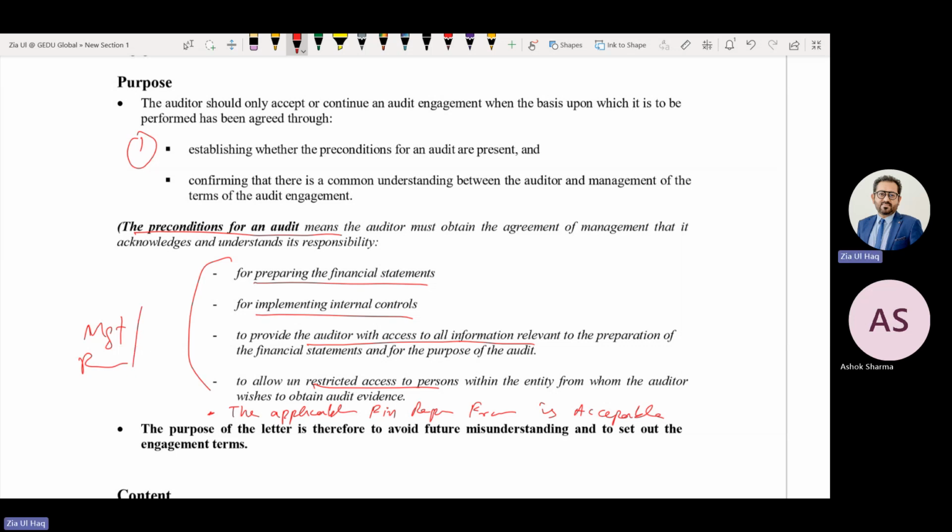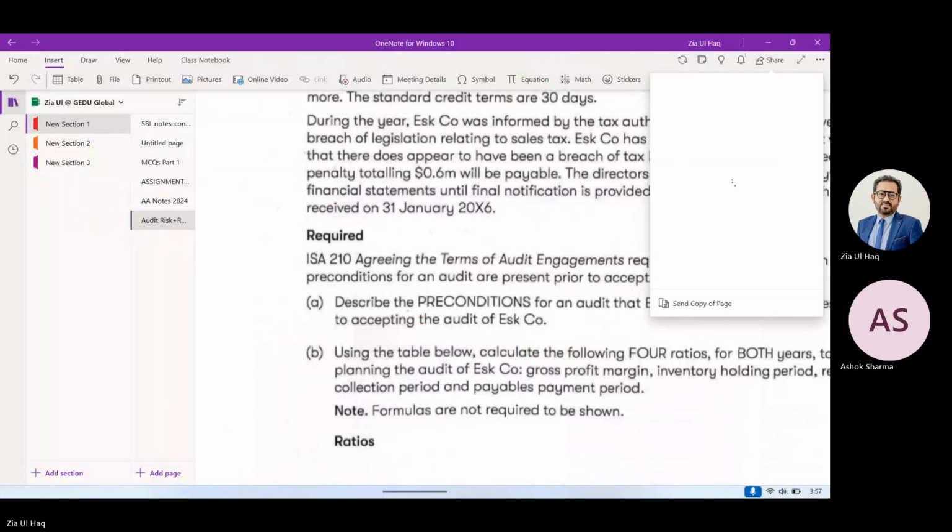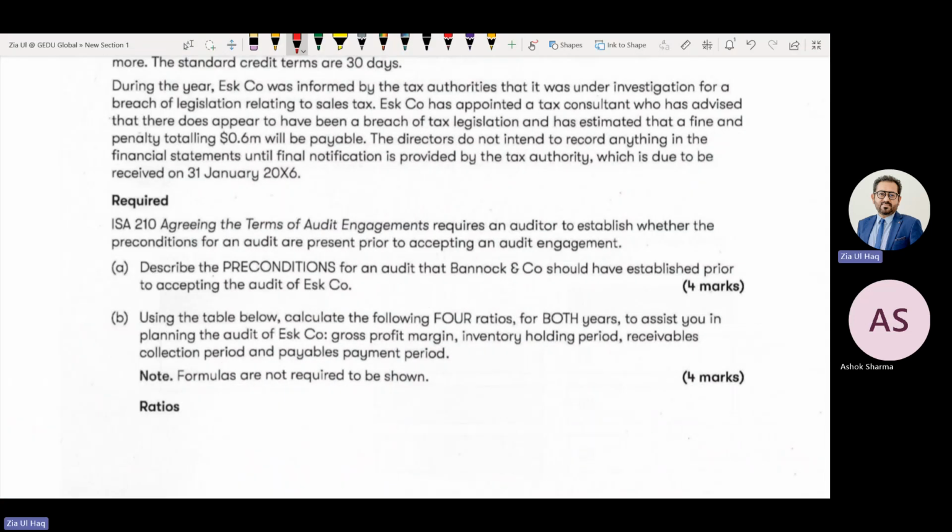These 4 points of management responsibility are also called the premise of audit. The premise of audit means the management responsibility that we need to agree. Straightforward. 4 marks. If you have learned, you will be able to get these 4 marks. Otherwise, we are having 96 to get 50 marks.